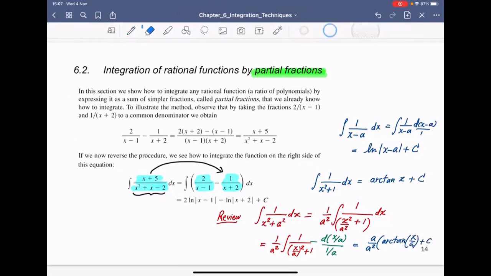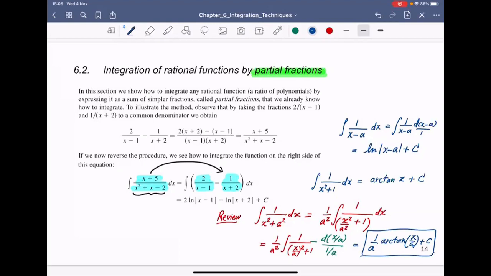If you simplify a over a squared, you're going to get 1 over a, right? So this is actually going to be the tool that you're going to use a lot in this chapter. We're going to do this a lot when we do the examples. All right, I hope you are ready, everyone.